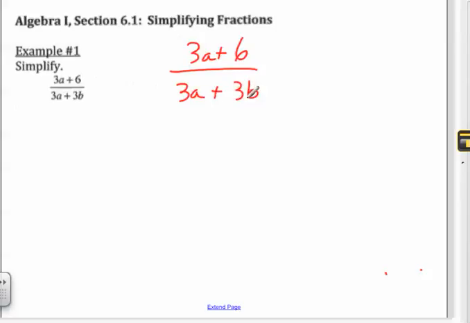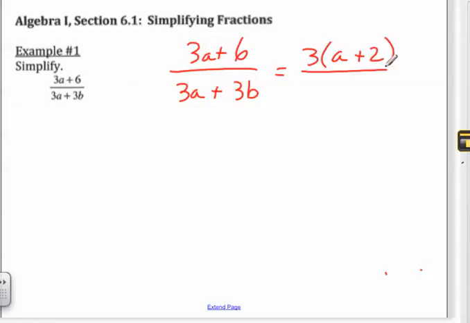Now, let's factor the numerator for me. Do you see anything that goes into both terms? 3. Okay, so it's going to be 3 times what? 3 times a plus 2. So we have factored the top. Can we factor it any more? Because we always want to factor completely if we can. Is there anything else that we can break that down into? No, that's it.